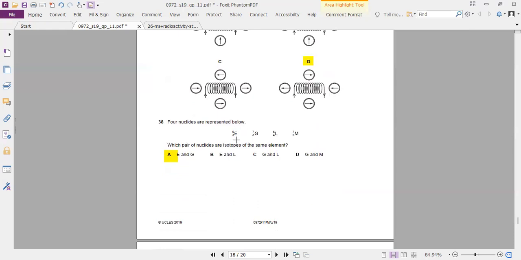For nuclides, which pair are isotopes? Look for the similar proton numbers. So E and G are the isotopes.